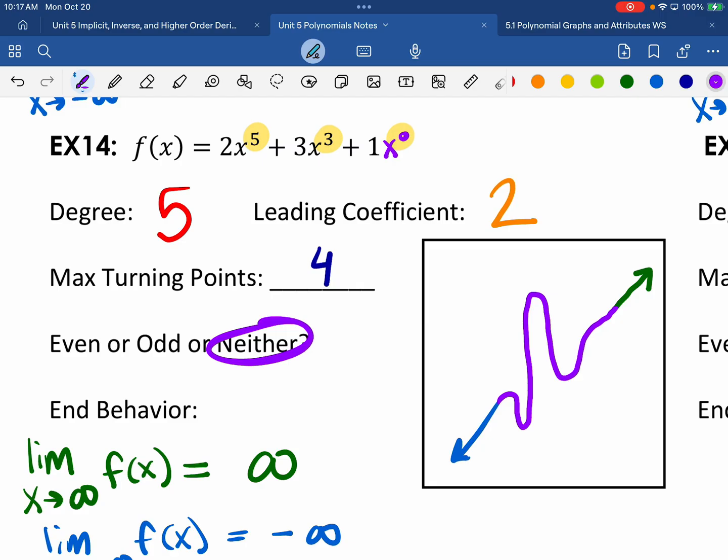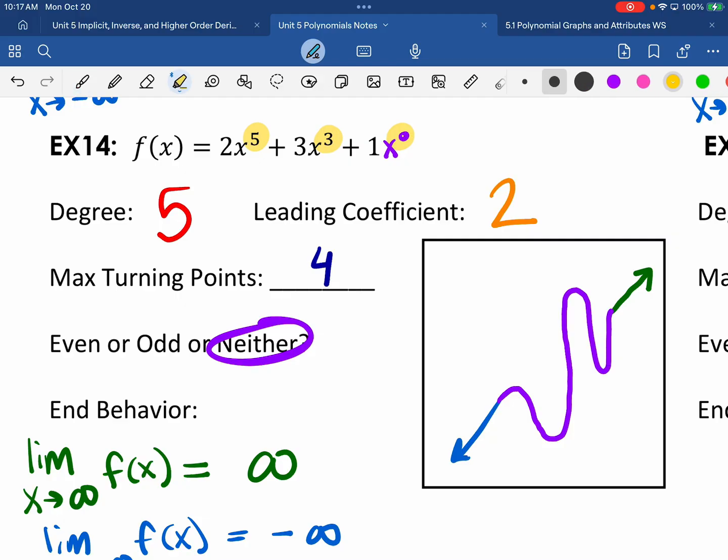I'm counting 3. I'm not getting how you're getting these shapes at all. So you got to turn 1, 2, 3, 4. It's how many humps there are. So hump 1, hump 2, hump 3, hump 4.